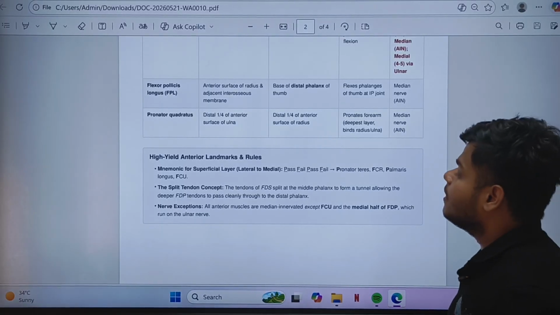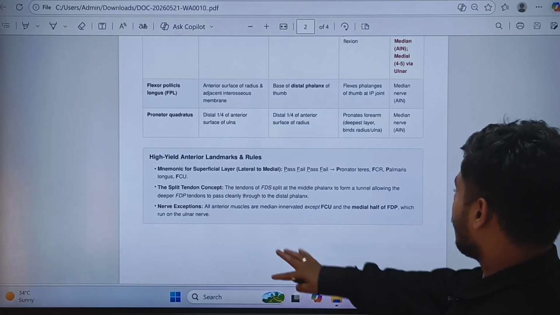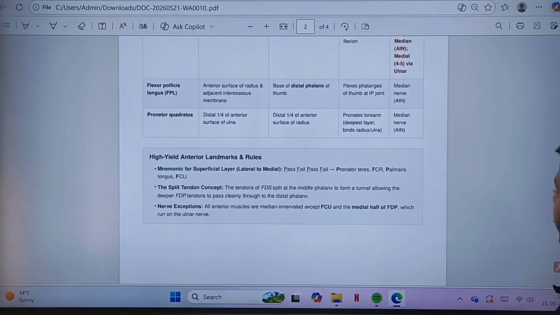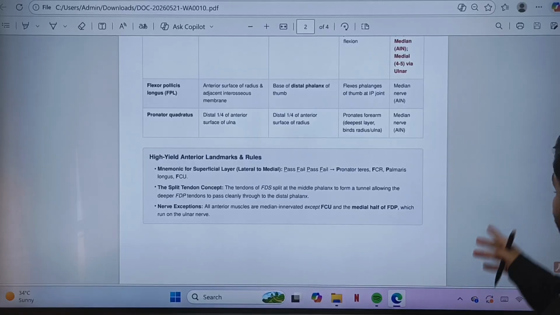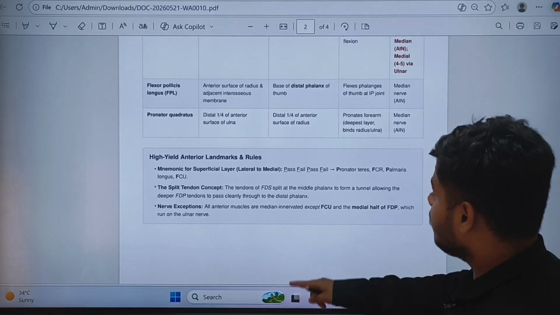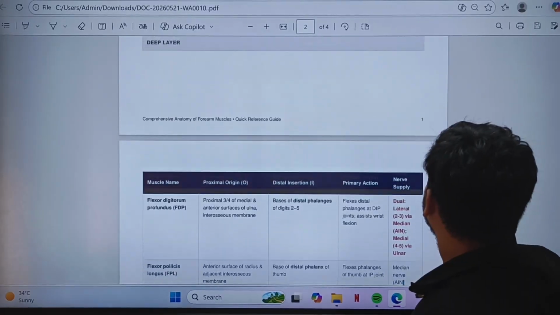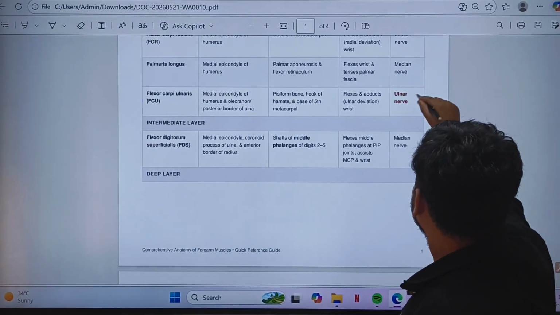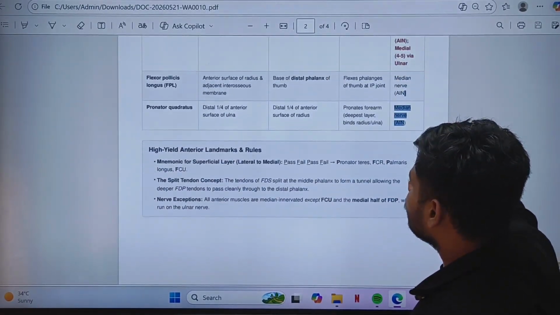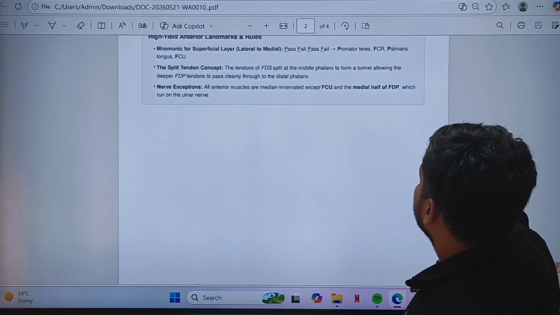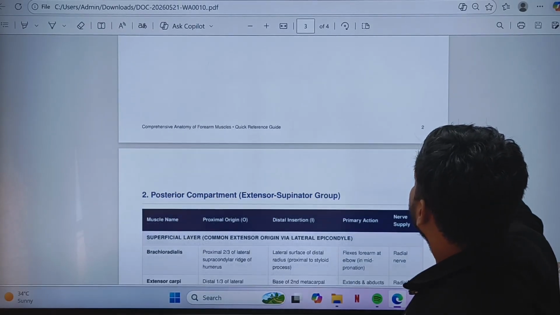Remember it very nicely. Nerve exception: all anterior muscles are median innervated except flexor carpi ulnaris and the medial half of the flexor digitorum profundus, which run on the ulnar nerve. We have seen this with the red color. Here is the ulnar nerve. Now this was all about your flexor compartment.